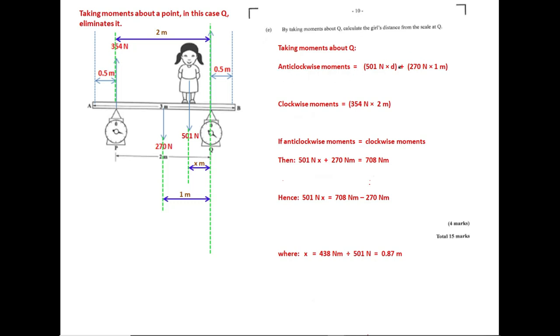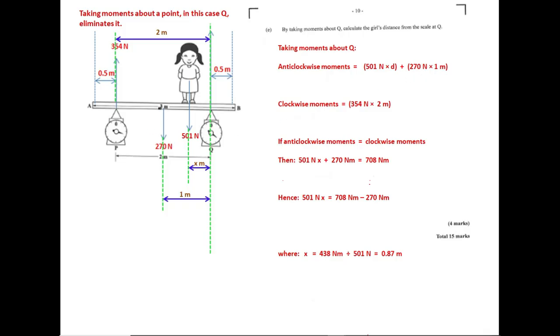We need to find it, so we put all the anti-clockwise moments together. Remember, sum of anti-clockwise moments equals sum of clockwise moments. So we have to add all the anti-clockwise moments together. So we have 501 newtons times the distance plus the other anti-clockwise moment, which is 270 newtons times 1 meter.